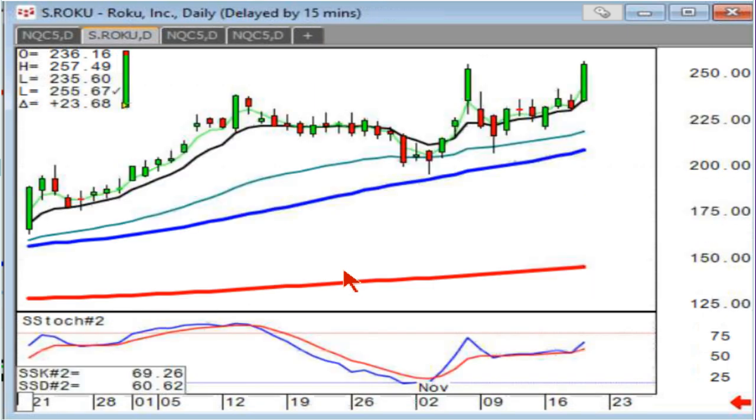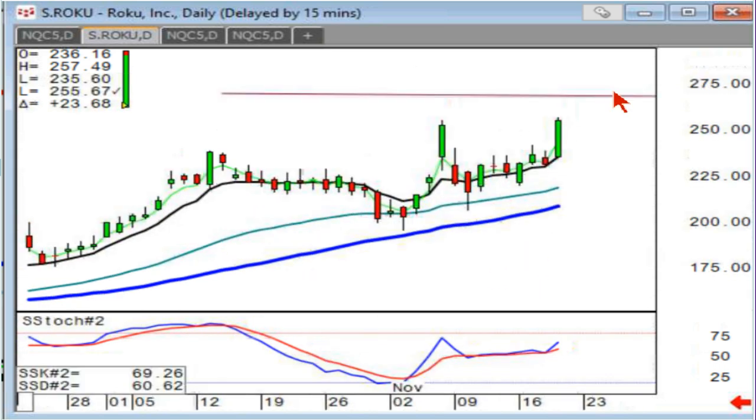Roku, this one is about ready to break out again. You could buy this one on positive trading. Your first target, though, is watching to see what happens here, but then see if you're in the next wave like this one.